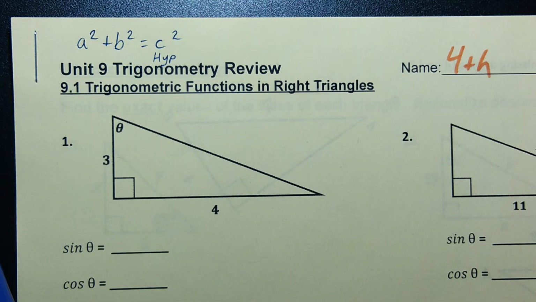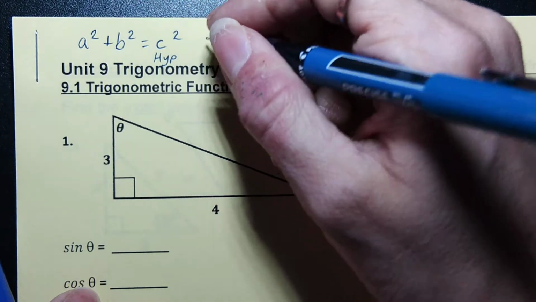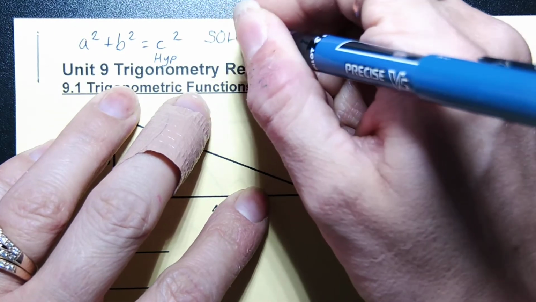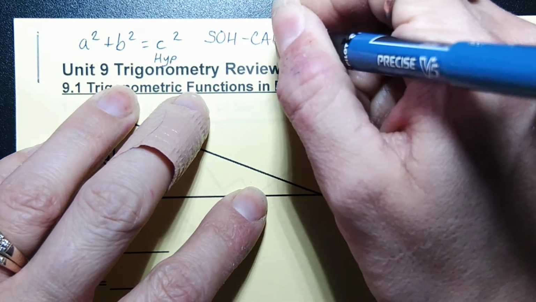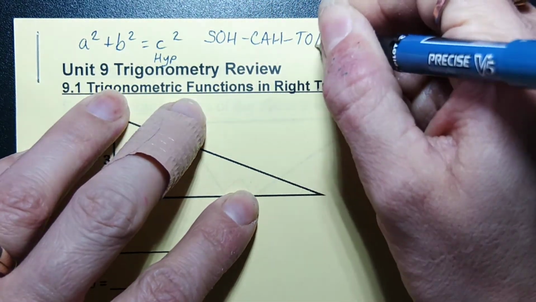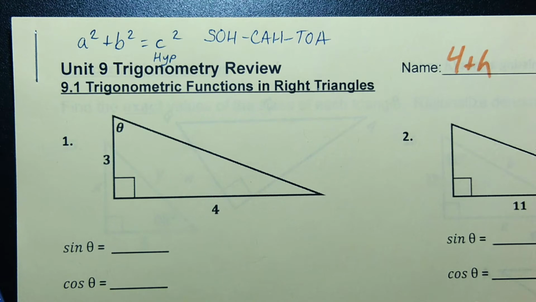The next formula that you need to have memorized is SOHCAHTOA. That's sine of an angle, opposite over hypotenuse, cosine, adjacent over hypotenuse, and tangent of the angle, opposite over adjacent.